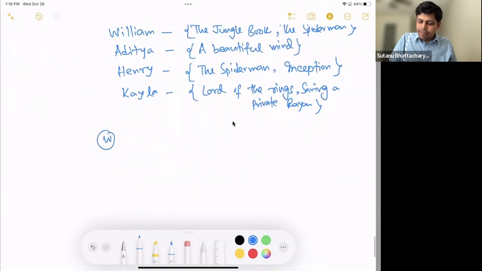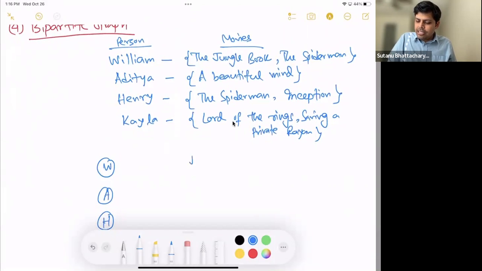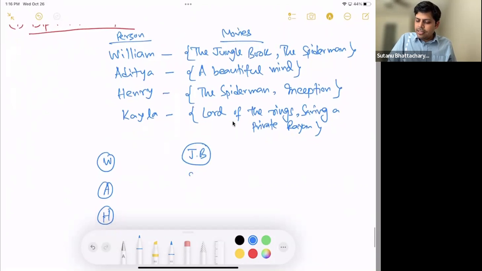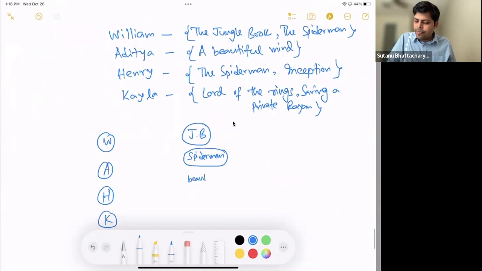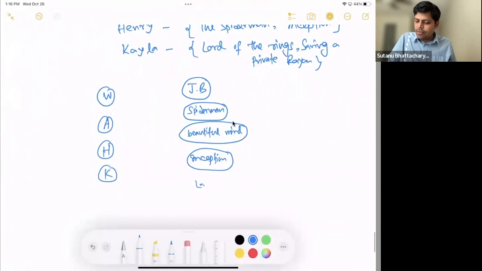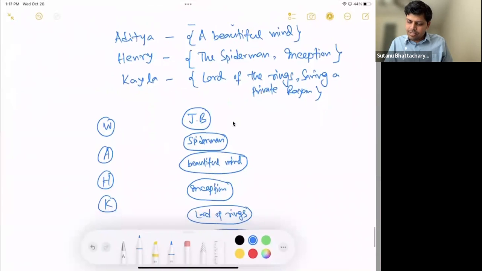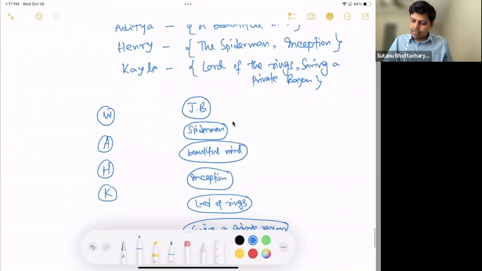So you may think this is William, this is Aditya, this is Henry, this is Kyla. There are 4 vertices. And also each movie can be represented as a vertex. So this is Jungle Book. This is Spider-Man. This is Beautiful Mind. This is Inception. This is Lord of the Rings. This is Saving Private Ryan. And did I miss anything? 1, 2, 3, 4, 5, 6. 1, 2, 3, 4. Yeah, we are done.